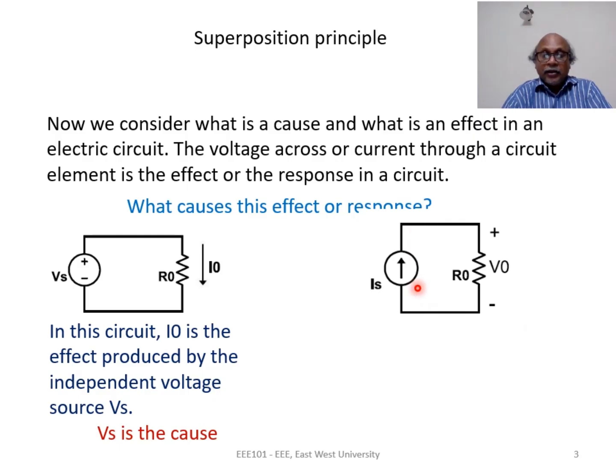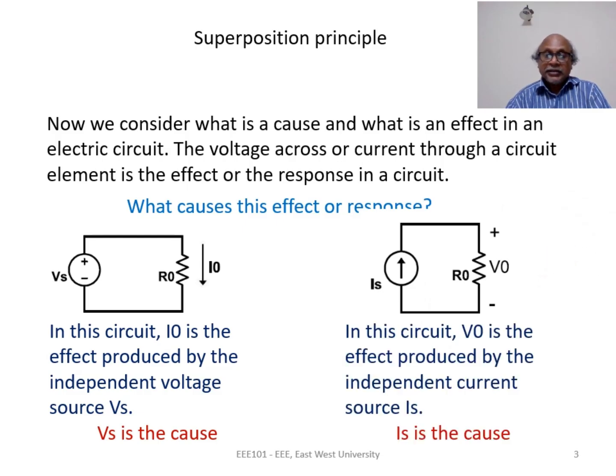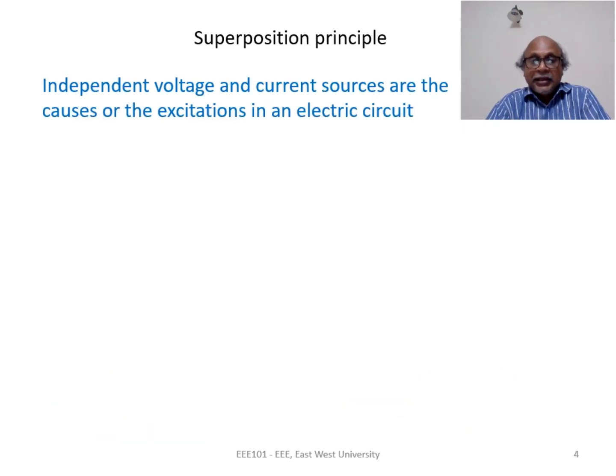In this example, the independent current source Is is flowing through R0 and the voltage across R0 is V0. Here the effect is V0. We can say that here the effect V0 is produced by the independent current source Is. So in this case, Is is the cause. If we generalize these observations, we can say independent voltage and current sources are the causes or the excitations in an electric circuit.